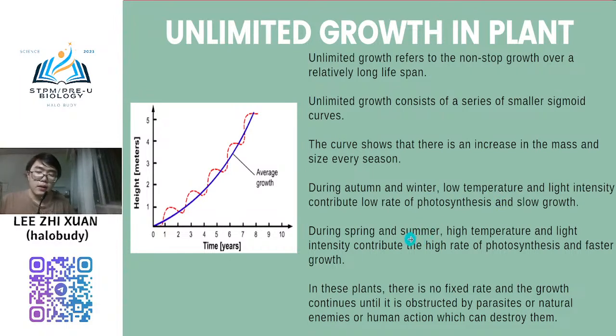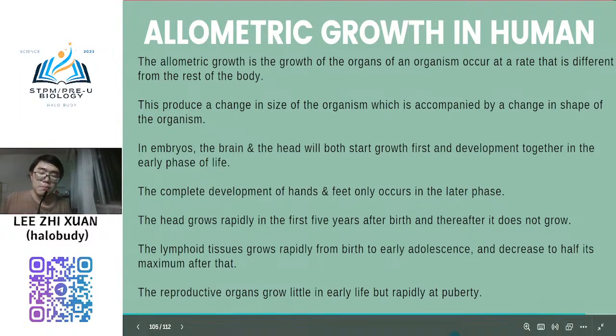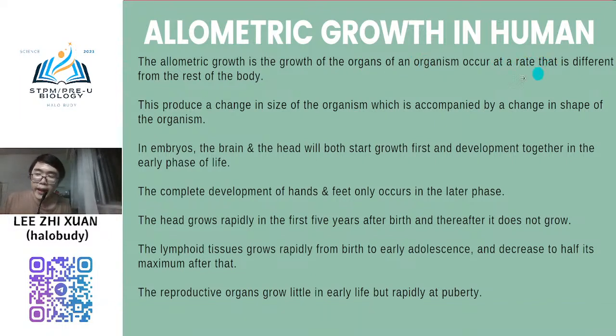Yeah. Okay. Another one is allometric growth. So this one is another type of growth pattern found in human. The meaning of this growth is where the growth of the organ of an organism occurs at a rate that is different from the rest of the body. Meaning that your organ growth is different from the rest of body.